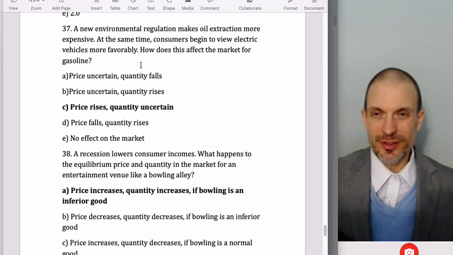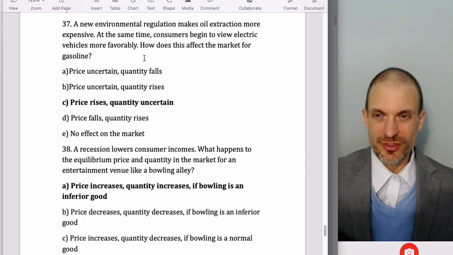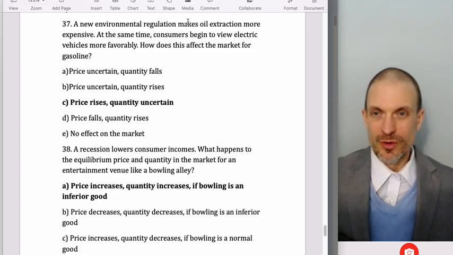New environmental regulation makes oil extraction more expensive. At the same time, consumers begin to view electric vehicles more favorably. What does this effect have on the market for gasoline? So if oil extraction is more expensive, that'll give us a leftward shift of supply, a decrease in supply.